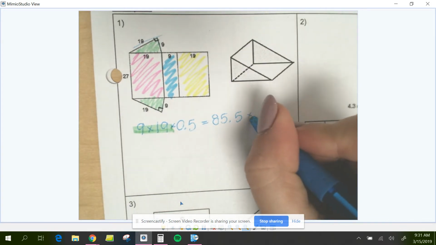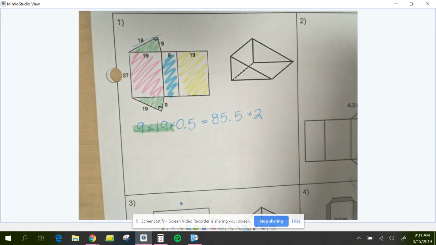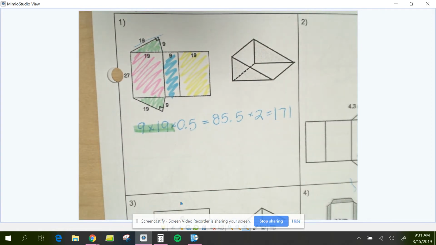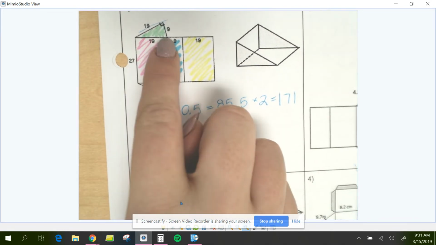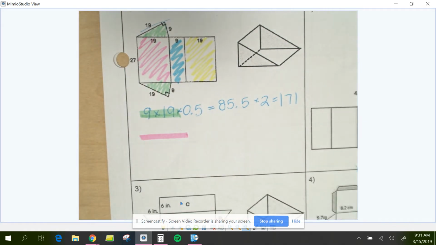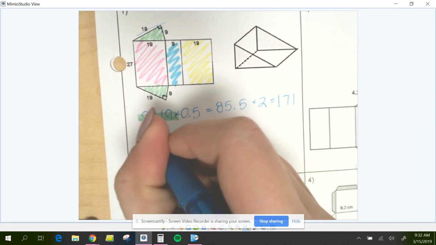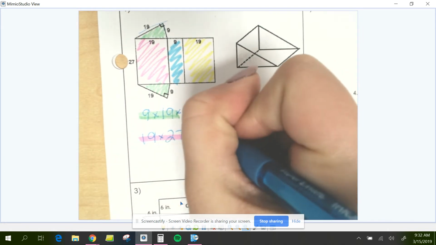But there's 2 of them, right? Because I have 2 triangles. So I multiply it by 2 to get a total of 171 for my green shapes. Okay? And then I'll just move on to the pink shape. I look at the information that I have, and I notice here my base is 19 and my height is 27. And since it's just a rectangle, to find the area of the rectangle, I just do base times height. So 19 times 27, which gives me 513.